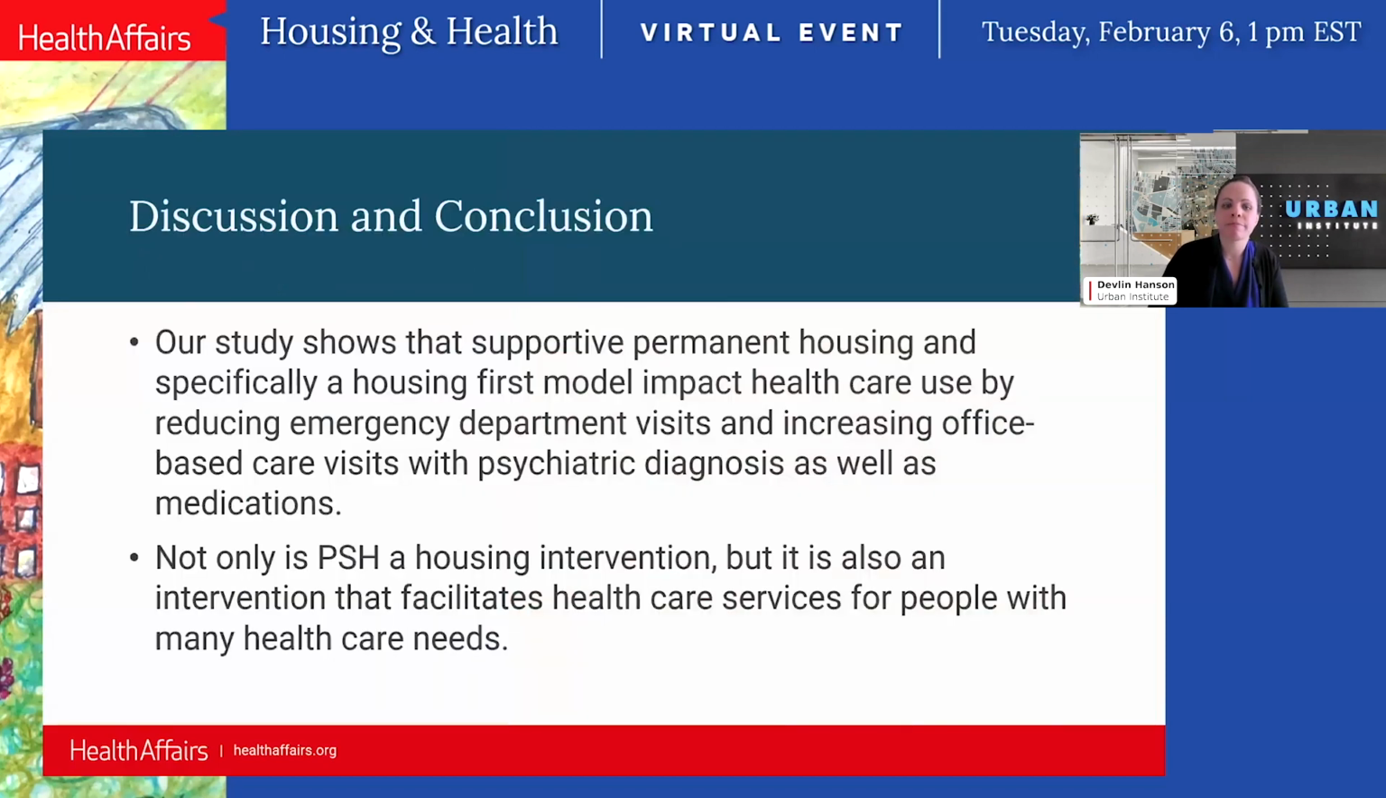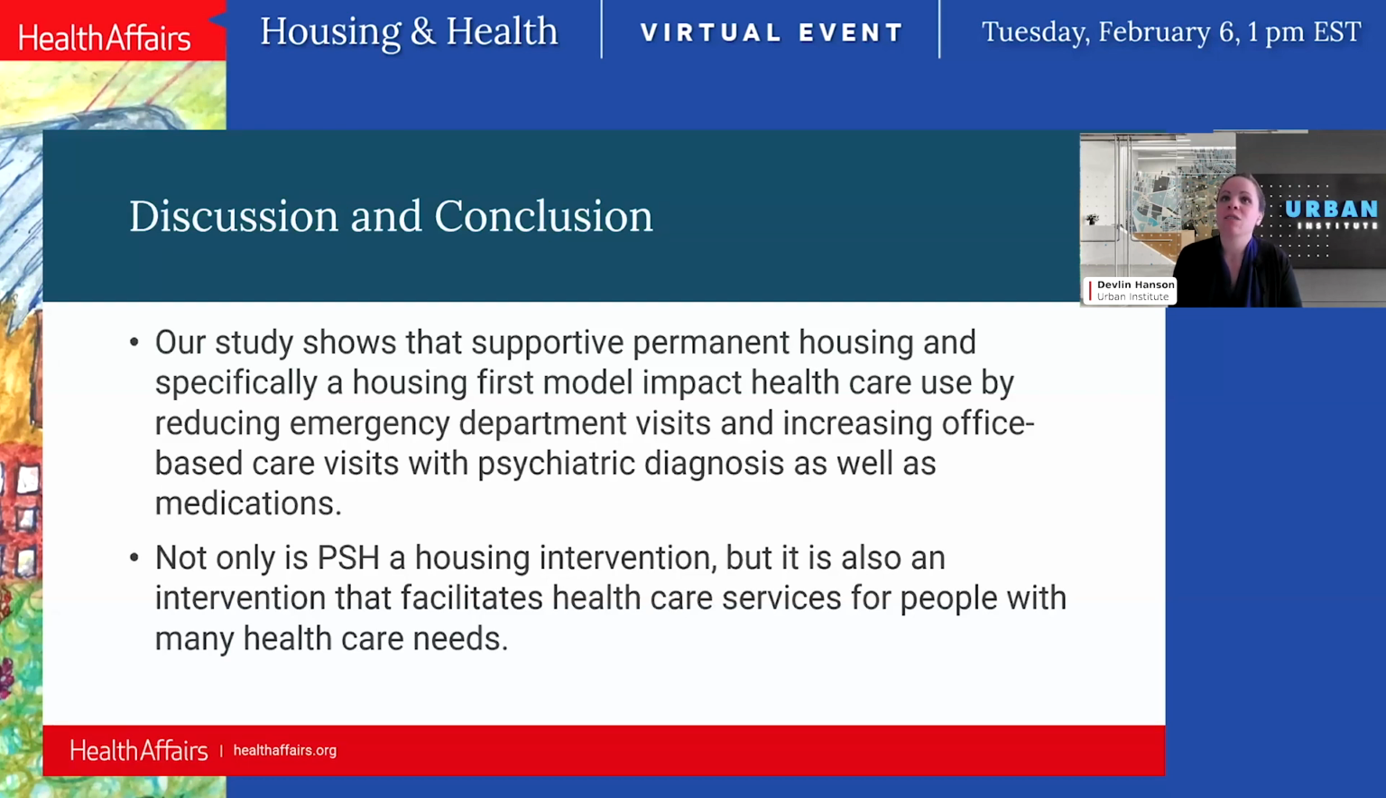Next slide. Our study shows that supportive permanent housing, and specifically a housing first model, impact healthcare use by reducing emergency department visits and increasing office-based care visits with psychiatric diagnoses, as well as medications. Even though housing first does not require participation in services, healthcare use was higher in this group than in usual care in terms of office-based care visits with psychiatric diagnoses.